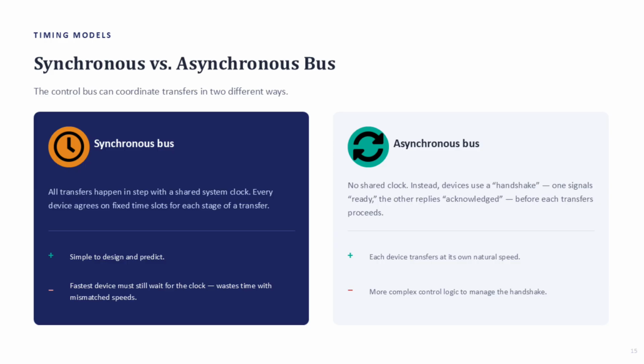Now we have learned how devices share the bus, how they take turns using it, and how their communication is timed. The next step is to watch a complete memory operation unfold. Let's see exactly what happens when the CPU reads data from memory one step at a time.